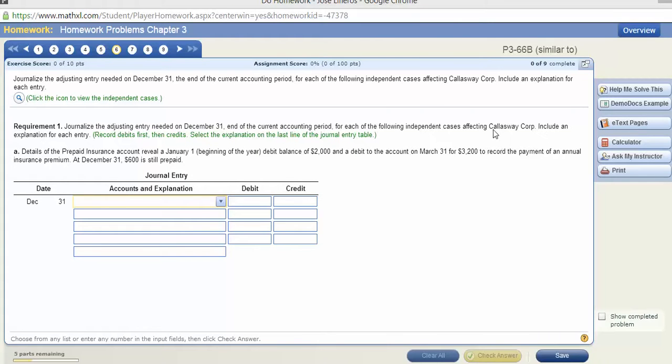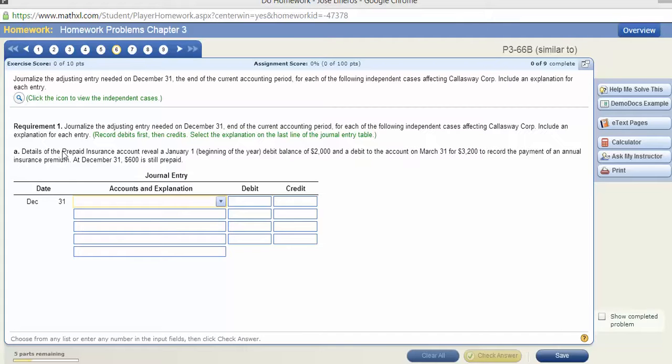For each of the following independent cases affecting Callous Way. Include an explanation for each entry, record debits first, then credits. That's no big deal. Select the explanation on the last line of the journal entry. I wanted to go ahead and hit this because this is the first time that we've been hitting the explanation.